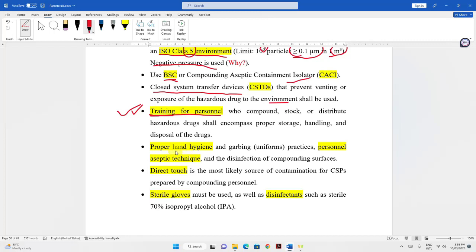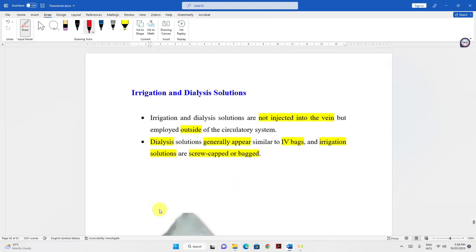It's very important to have proper hygiene practice. Always wash hands, use uniform, train yourself in aseptic technique, how to disinfect compounding surfaces, and also how to avoid direct touch, because they found that direct touch is the most likely source of contamination in compounded sterile preparations. Use sterile gloves, use disinfectants such as 70% isopropyl alcohol.